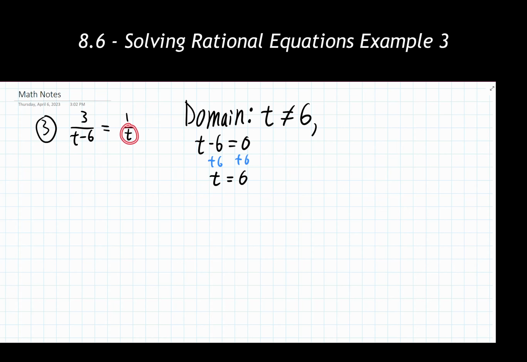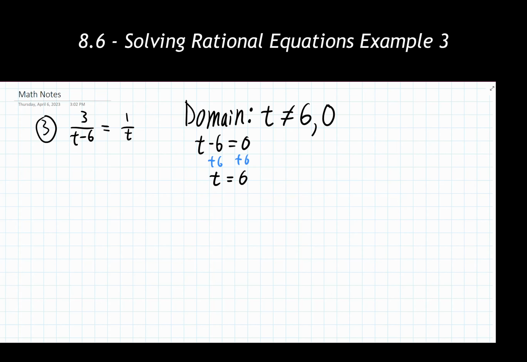Looking at just t on the other side, as we've seen with previous examples, what value plugged in for t would create division by 0? That's going to be 0. So we have our domain restrictions of t cannot equal 6 and t cannot equal 0. Excellent. Moving on to step 2.